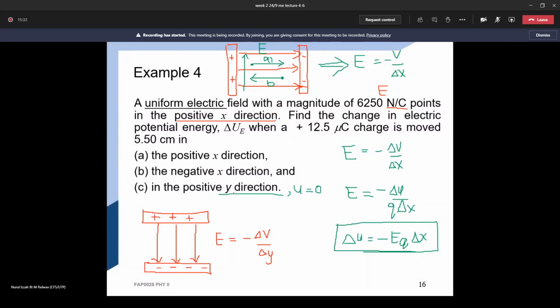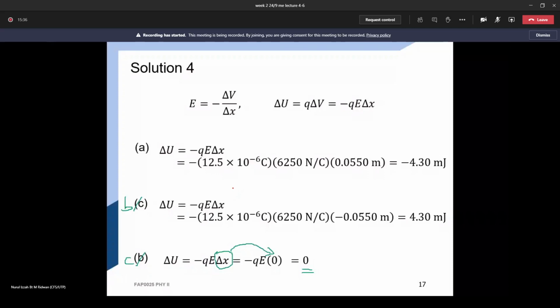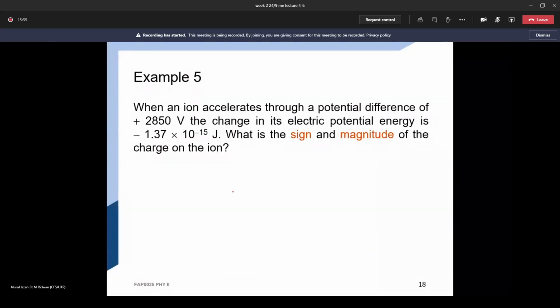So try to do example 4 again. For example 5, if you haven't done this before, let's just do it quickly together, because this one is actually very simple. How to do it? The question is giving you an ion. You don't know yet what type of ion, because an ion can be positive or negative. It accelerates through a potential difference which has a positive V, and it has a potential energy which is negative. So the question is asking you what type of charge you are dealing with.